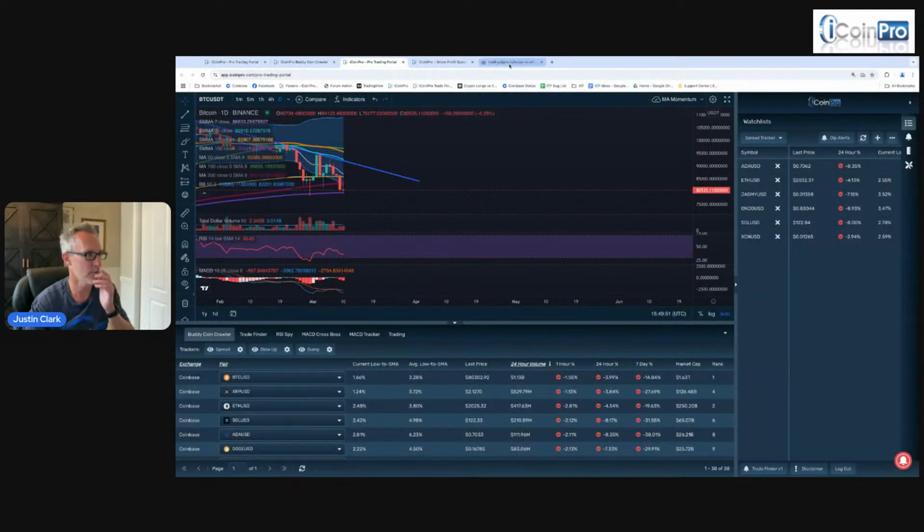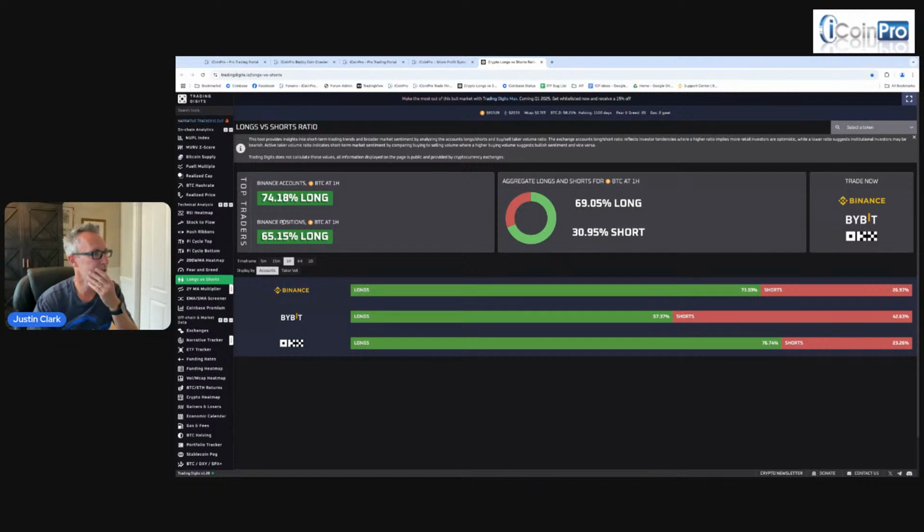Longs and shorts are getting really interesting. Everybody's longing it. They're all long. 73% and change, almost 74% of people are long on Binance. Long means that they're betting Bitcoin's going up from here. Shorts are only at 26%. This market is super confident that we're going up, right?